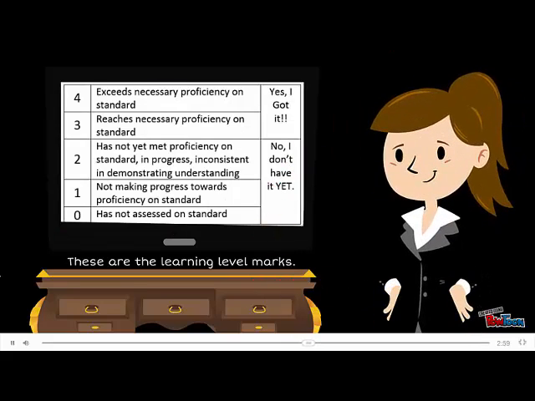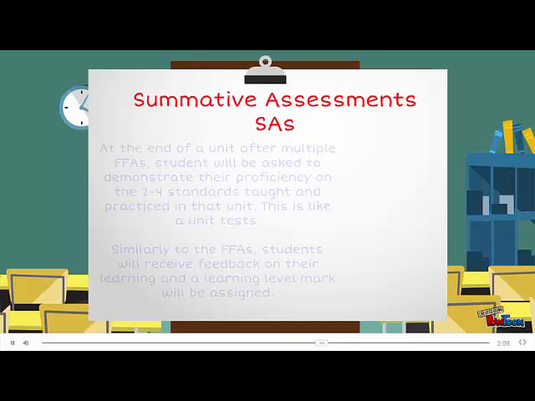These are the learning level marks. A 4 and a 3 says that they've either exceeded or reached the necessary proficiency on a standard. A 2 or a 1 means that they have not yet met it and they should reassess.